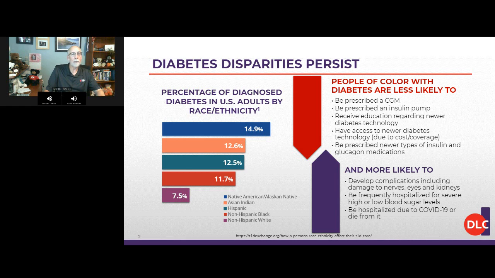And these communities of color are less likely to be prescribed a continuous glucose monitor, which I'll talk about in a moment, be prescribed an insulin pump, get diabetes education, have access to these newer things. These communities are less likely to get the help that they need. Therefore, they're more likely to develop the complications that we just talked about. They're more likely to be frequently hospitalized for severe high or low blood sugars. They're more likely to be hospitalized due to COVID-19 or die from it. So it is a very expensive and devastating disease, and without the tools, these complications get worse and are more likely to hurt your plan.